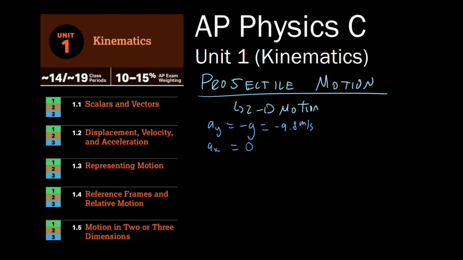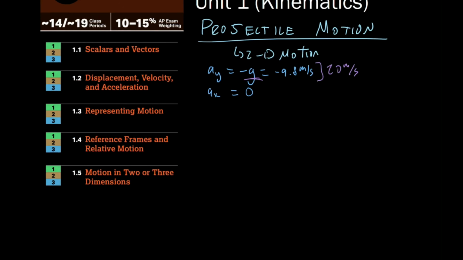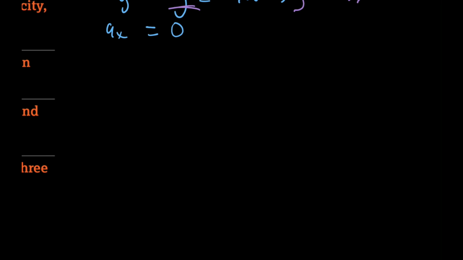Now, it is true that this g might be different. Let's say the question said you're on a different planet where the acceleration due to gravity is 20 meters per second squared. In that case, you would use that value, but generally in Earth scenarios, it's going to just be g. And there are two main scenarios that we always have to deal with when we're thinking about projectile motion.